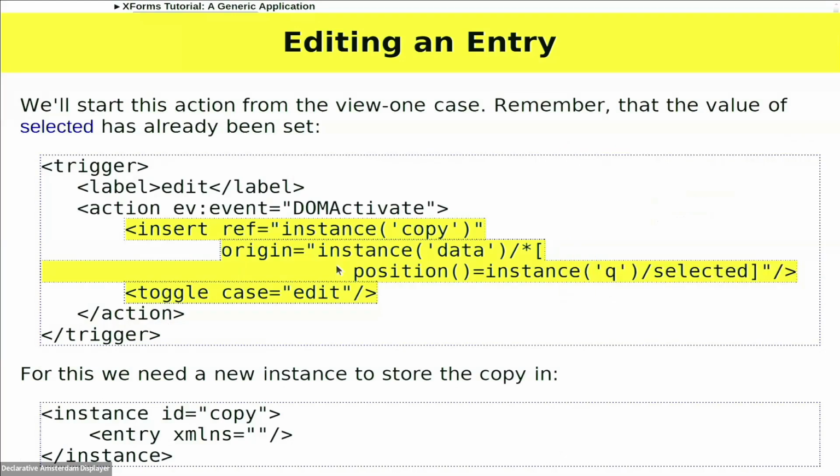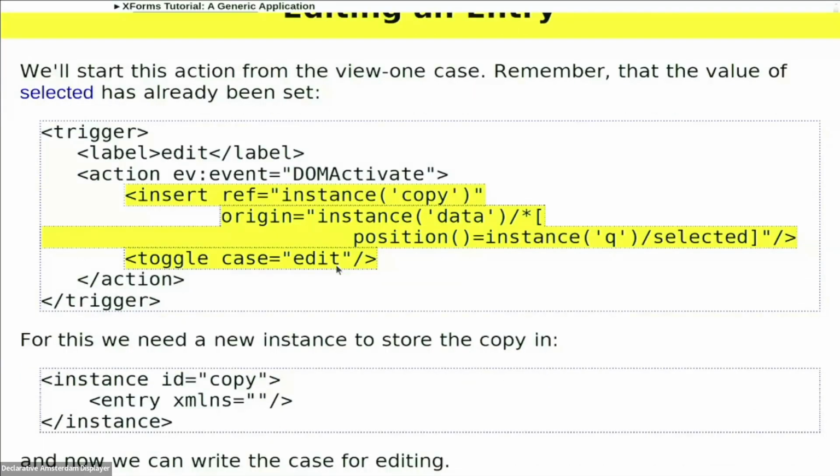We're going to create a trigger, a button, as it were, to edit a case. We'll start this one from the view 1 case, so you go to the view 1, and there'll be a button edit. What we do there is copy the selected value. We've already got a value for selected, so the value that we're looking at, we copy somewhere else into a new instance. So we need to add another instance to the model, where we're going to put the thing that we're going to edit, and then we have this button in order to edit it.